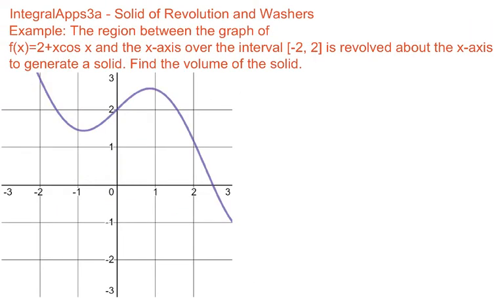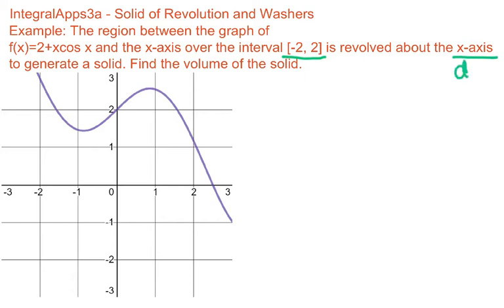Here we go. The first one is about this function 2 plus x cosine x. What I like to do is first just break down the problem, read the wording and try to figure out what it actually is. So let's assume we don't have this picture in front of us. The question says the region between the graph of f of x and the x-axis. Okay, so we have just this region that's above the x-axis over the interval, and that's super important, over the interval -2 to 2, is revolved about the x-axis.